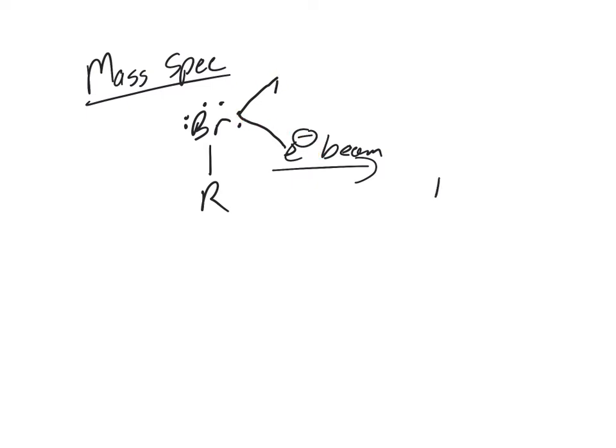That creates what we call a radical cation, so there's a plus charge, cation. Radical now because it's an unpaired electron, cation because we've lost one of the electrons. So from this point, now we want to make stable carbocations.